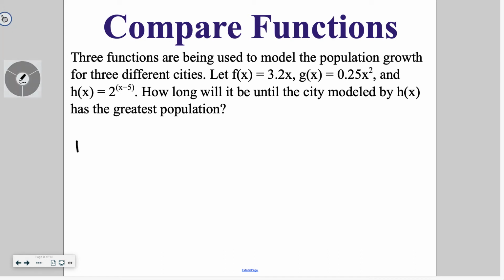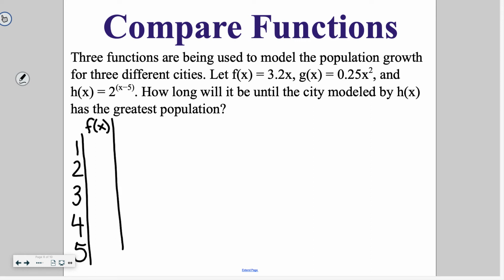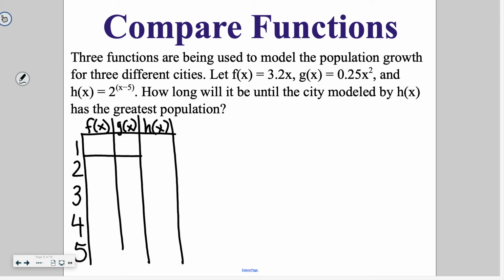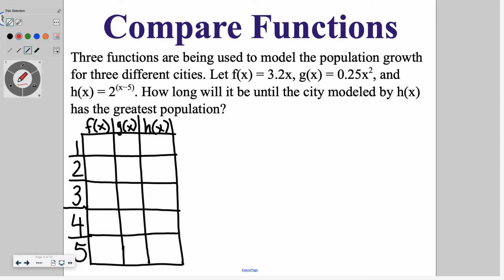So I'm going to look at x equals 1, 2, 3, 4, and 5. And I'm going to evaluate that for f of x. And I'm also going to do it for g of x. And I'm also going to do it for h of x. So we have all of those different models that we're going to be looking at to find the answers and see if and when h becomes the biggest. My recommendation, plug all of the x's into one function at a time.